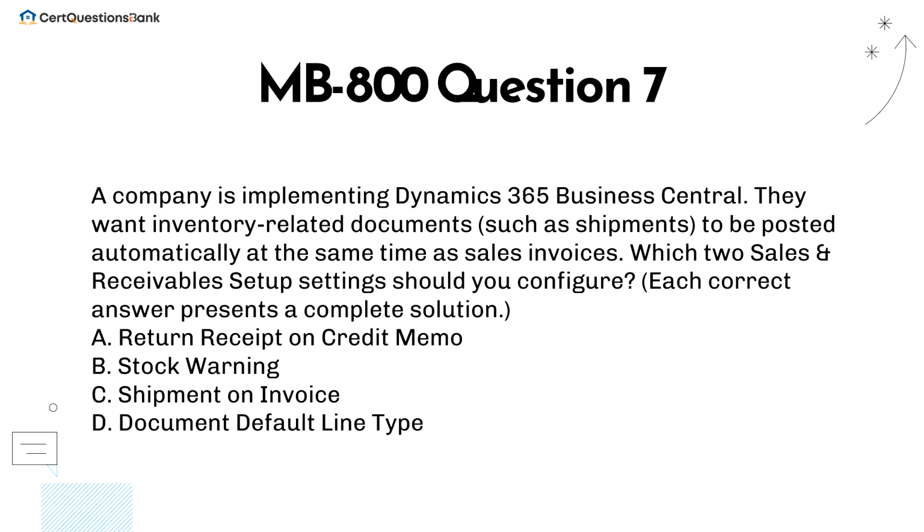A company is implementing Dynamics 365 Business Central. They want inventory-related documents, such as shipments, to be posted automatically at the same time as sales invoices. Which two sales and receivables setup settings should you configure? Each correct answer presents a complete solution. A. Return receipt on credit memo. B. Stock warning. C. Shipment on invoice. D. Document default line type.